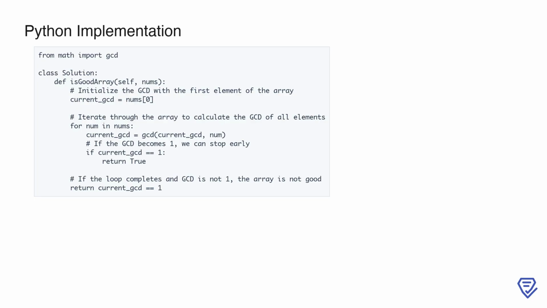This optimization ensures the solution is efficient. If the loop completes without finding a GCD of 1, the function returns false, indicating the array is not good. This approach is efficient, with a time complexity proportional to the number of elements in the array and the cost of computing the GCD, which is logarithmic in the magnitude of the numbers. The implementation is concise and handles all edge cases, including arrays of size 1 and arrays with large numbers, by leveraging the properties of the GCD operation.